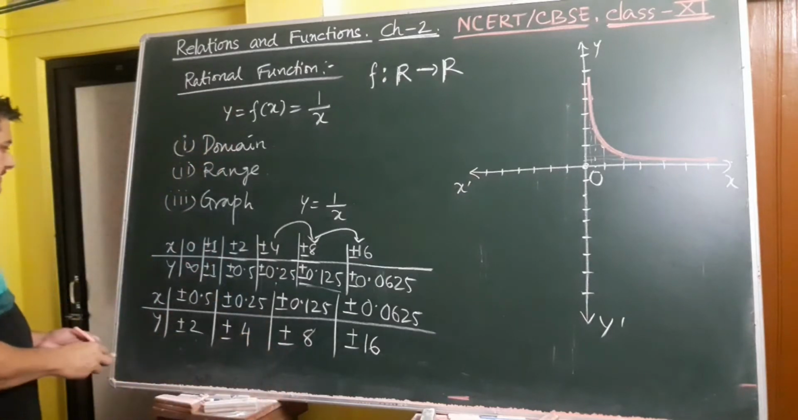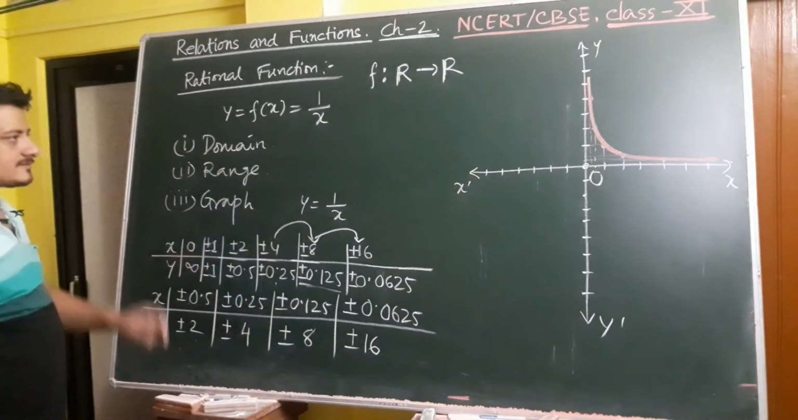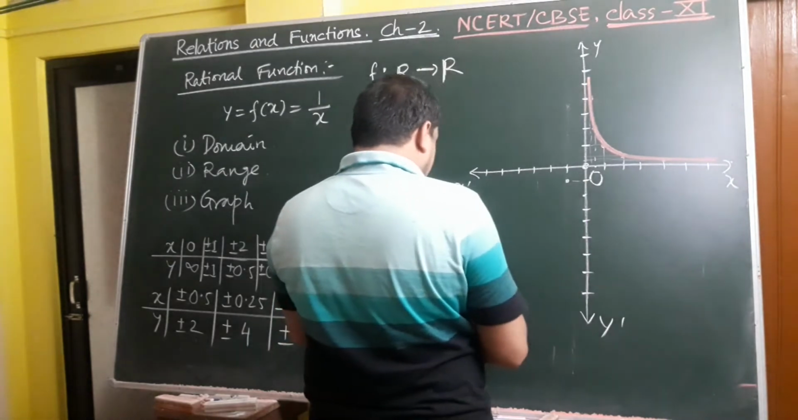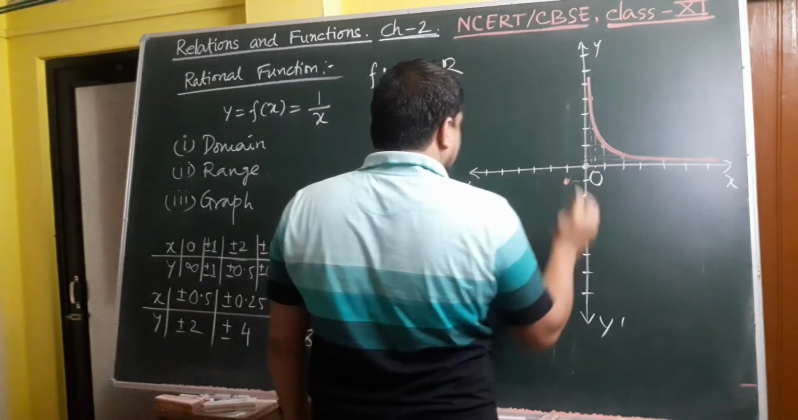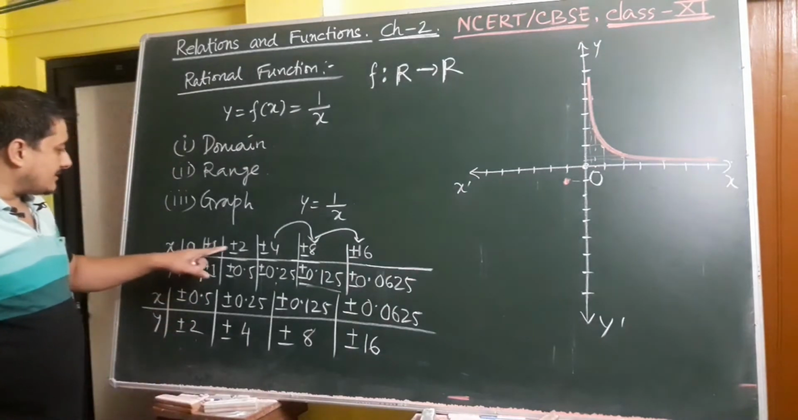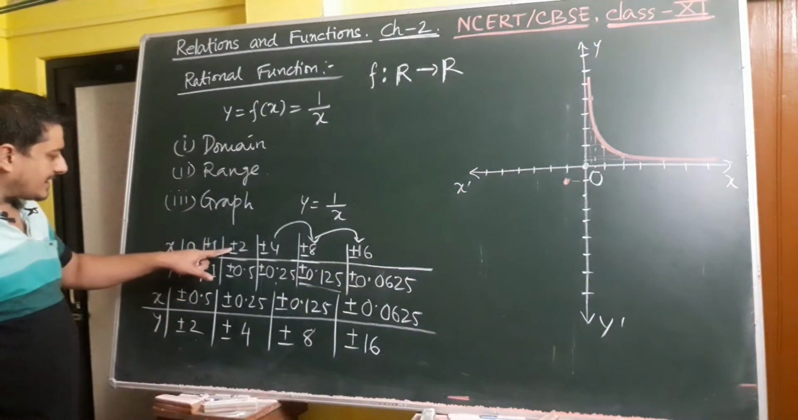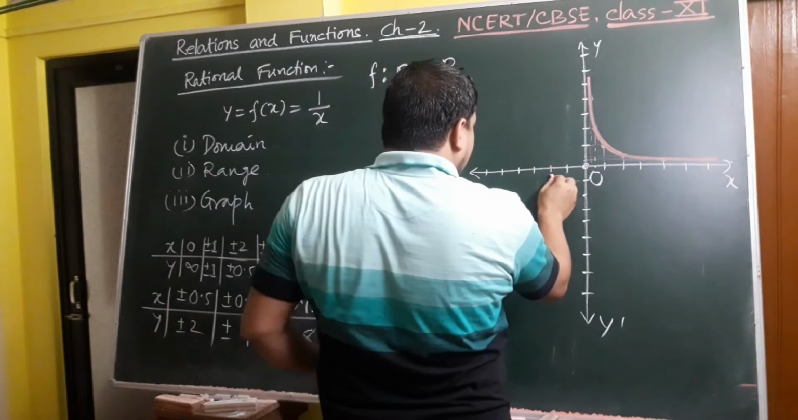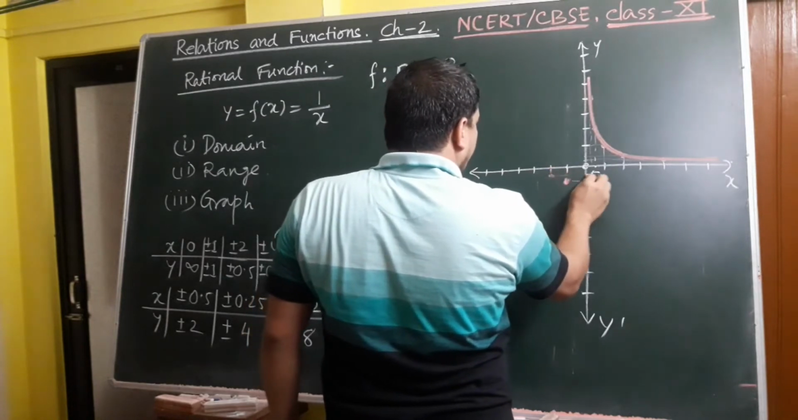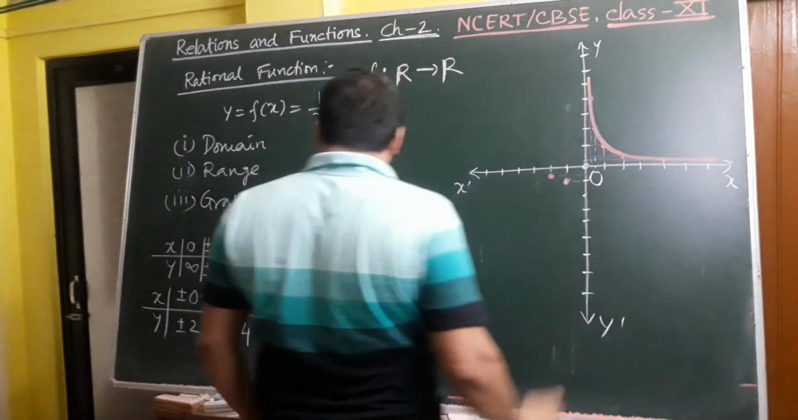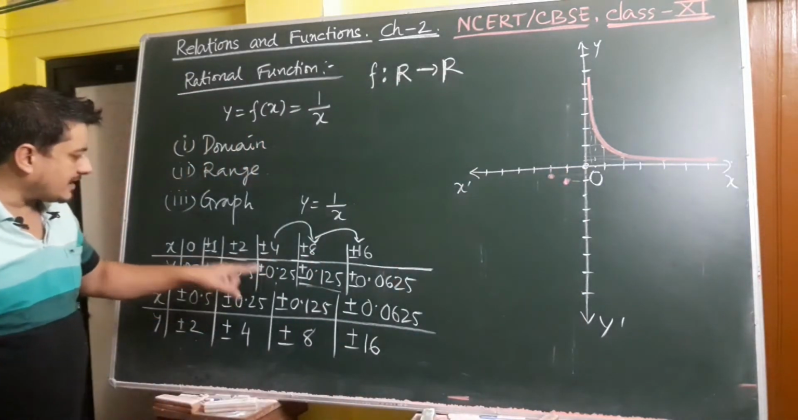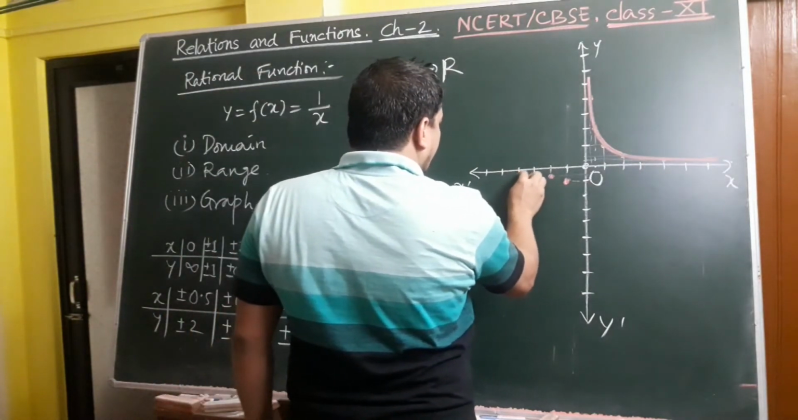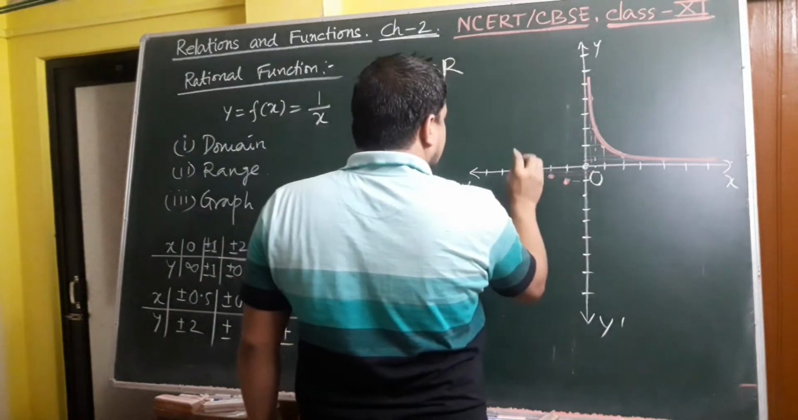Now for the negative values of x. First is minus 1, minus 1. So I'll first locate minus 1, minus 1. This is the first point that I have got. For minus 1 it is minus 1. Then for minus 2 it is minus 0.5, so somewhere here. Then for minus 4 it is minus 0.25. So this is the point.